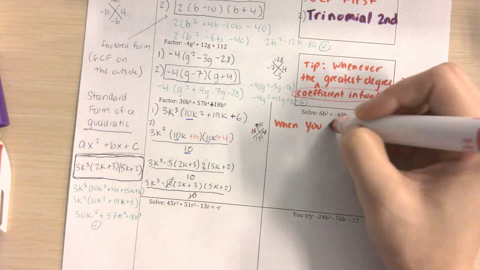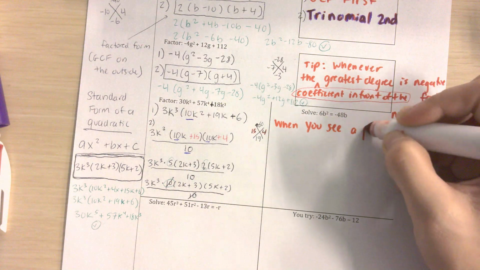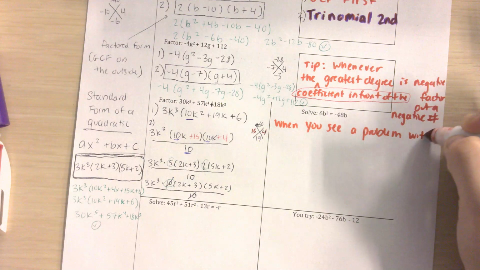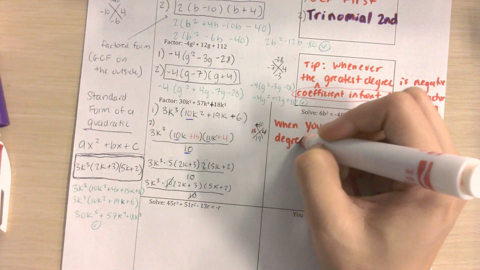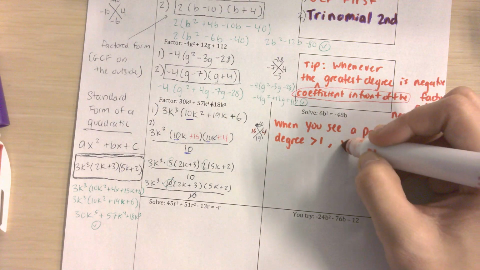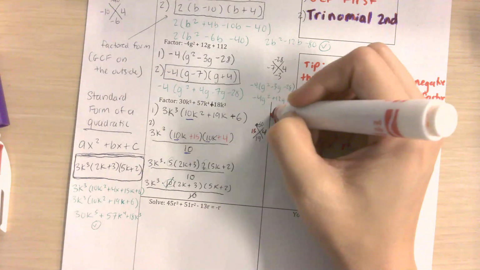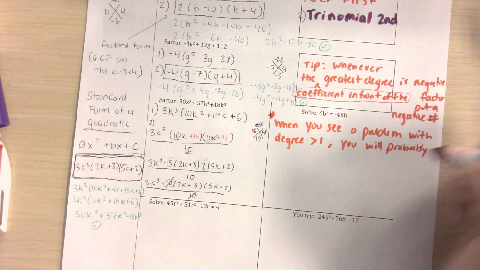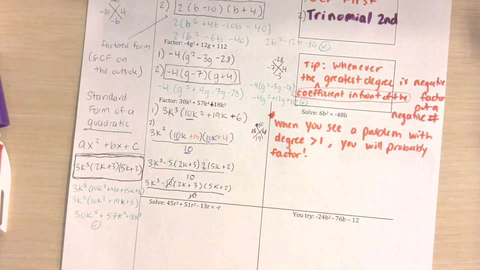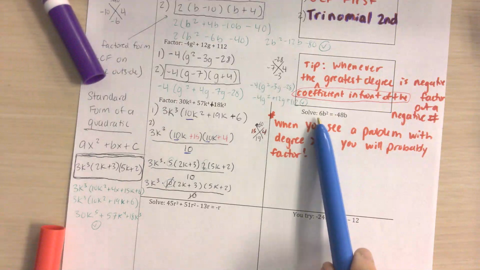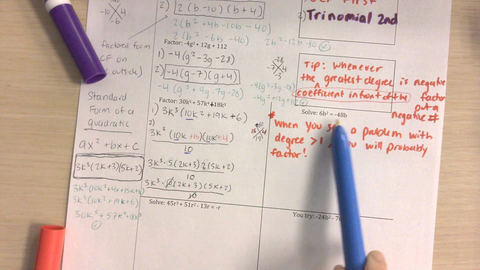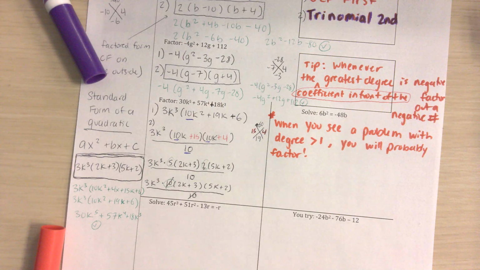When you see a problem with degree greater than 1, you probably will factor. Here we see this is a degree 2 term, and this is a degree 1 term. Since the degree is greater than 1, you're probably going to factor. So please don't try to take the square root, and don't try to divide by 6 first. The thing that you want to do is factor.